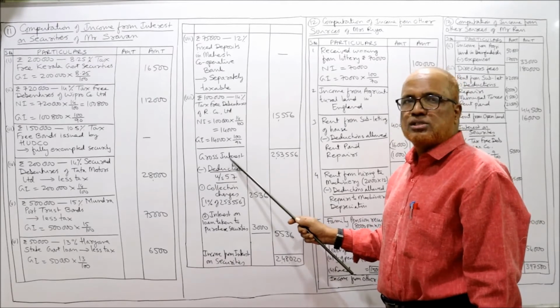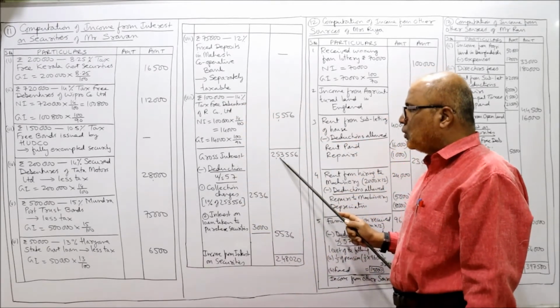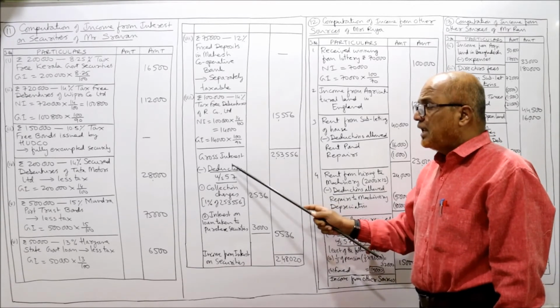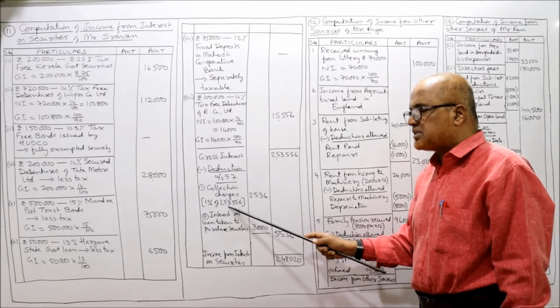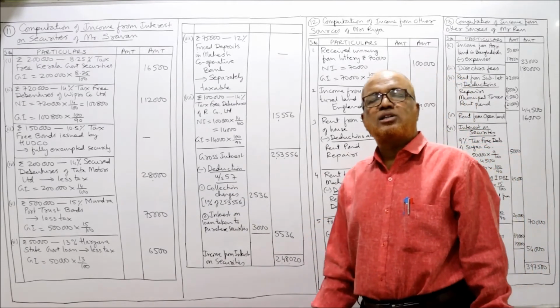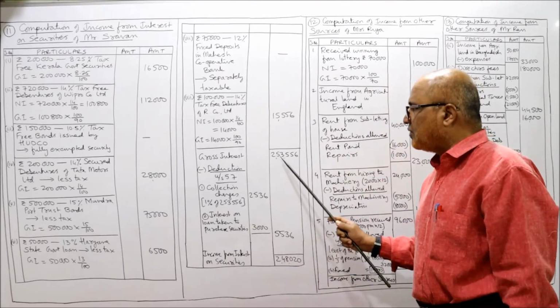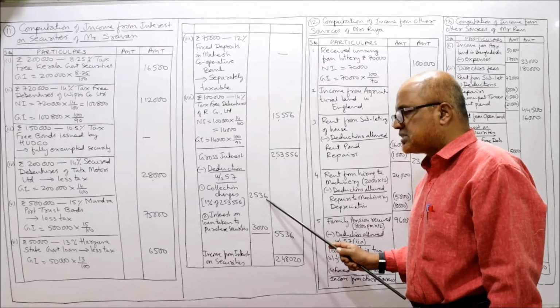The total gross interest. Take the total of the gross interest column, the outer column, 2,53,556. This is the gross interest. Less deductions under section 57. First, collection charges 1%. It is given collection charges 1% of gross interest. So 1% of 2,53,556 comes to 2,536.